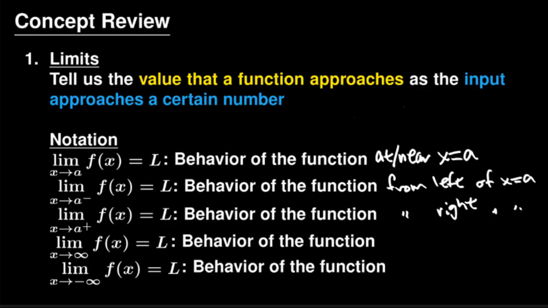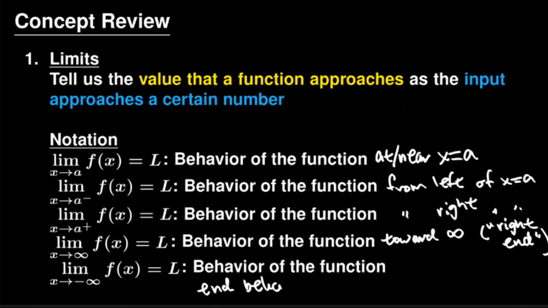And then the infinity and negative infinity, that basically means what's happening to the function toward infinity. In other words, you can think of this as the right end of the function in a way. So remember the term end behavior? Yeah, so toward the right end. That literally just means infinity. Or toward negative infinity. Again, with the same type of thing, you can think of it as the left end of the function.